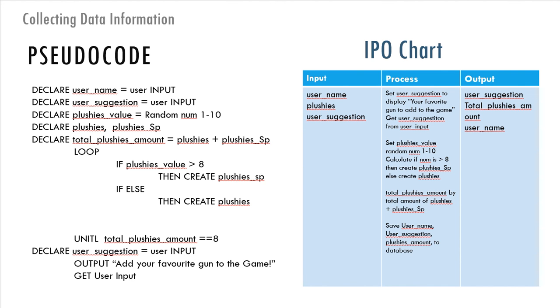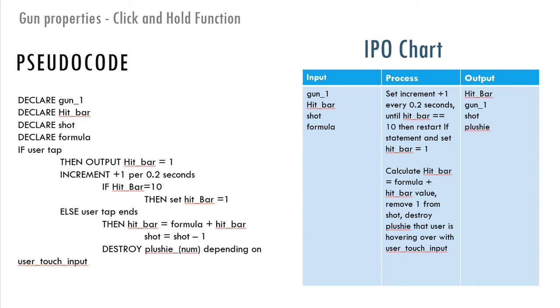To get the username and user suggestions, the game will display "add your favorite gun to the game" or "what's your name", and it will get a user input. Moving on. The gun properties and the click and hold function. Here we are declaring the variables. The variable formula is a preset variable that has the terminal velocity formula set.